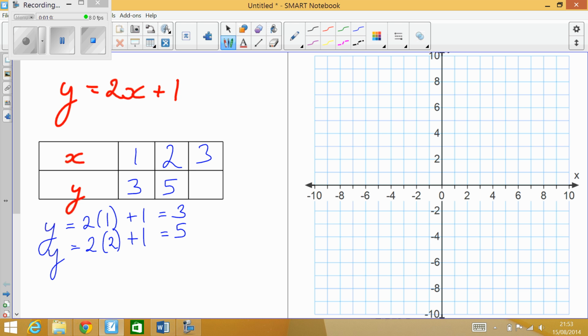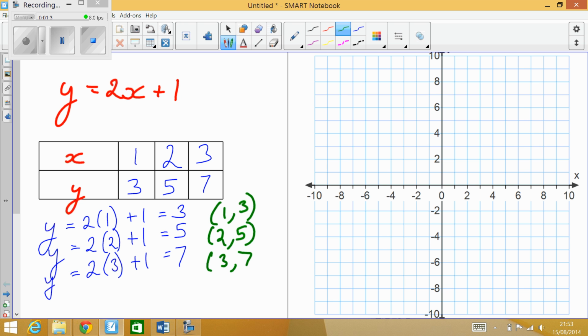Then I look at the next value of x, which is 3, so I'm going to substitute that in. So y equals 2 times 3, which is 6, add 1, which is 7. So when x is 3, y value is 7. So this gives me 3 coordinates. So 1, 3, 2, 5, and 3, 7.